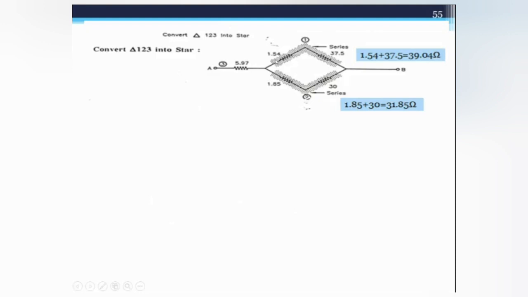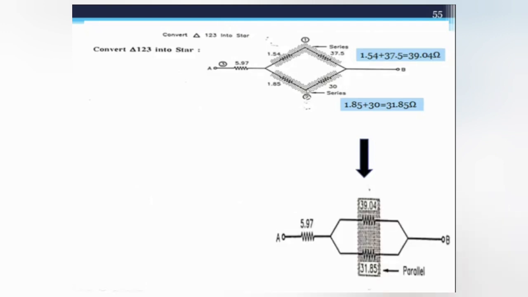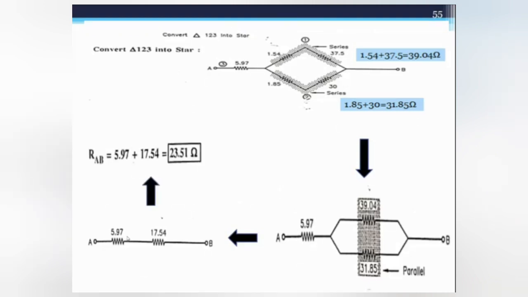Now from this circuit, the 1.504 and 37.5 ohm resistors are connected in series. The equivalent of that is 39.04. Similarly, 1.85 and 30 are connected in series. The equivalent of that is 31.85. And both are connected in parallel, right? By this way, the equivalent of that is 17.54. And this 17.54 and 5.97 are connected in series. So the final answer, the resistance between A and B terminal is 23.51 ohm.